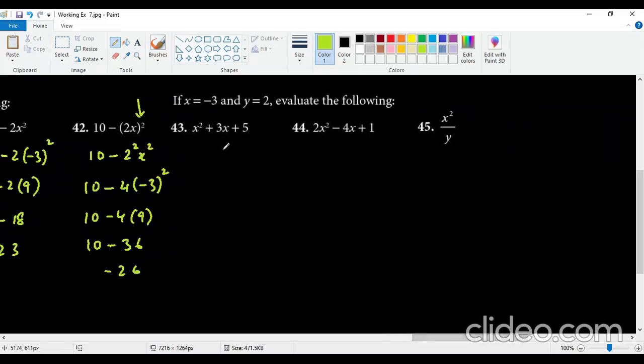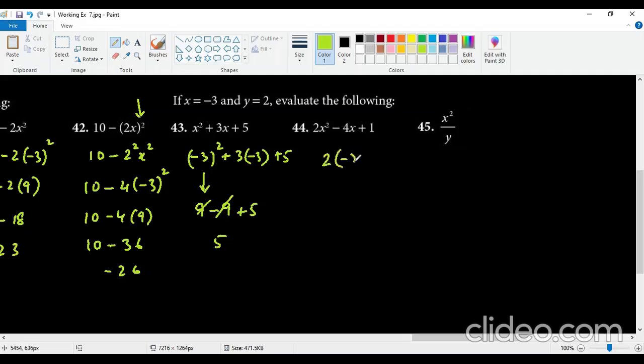Next comes 43. The x value is negative 3, which is whole squared, plus 3 multiplied by minus 3 and plus 5 is going to be the operation. First one is going to give you a 9. Second one is going to give you negative 9 and plus 5. That means negative 9 and positive 9 cancel, and 43 is going to give you a positive 5 only.